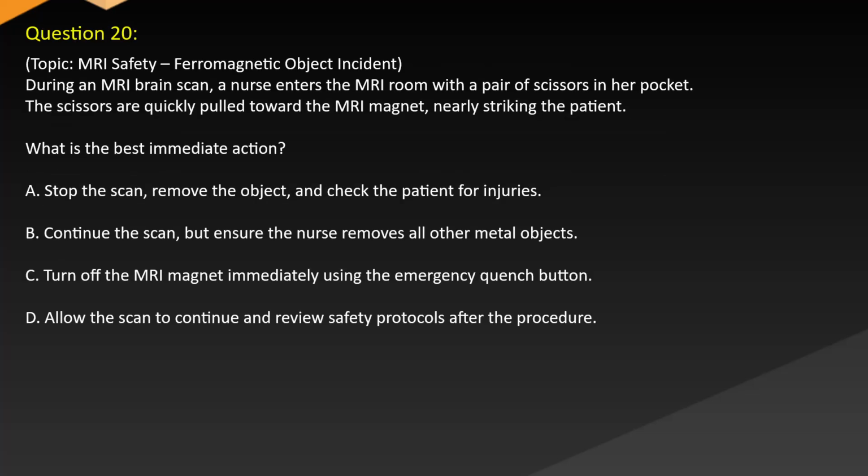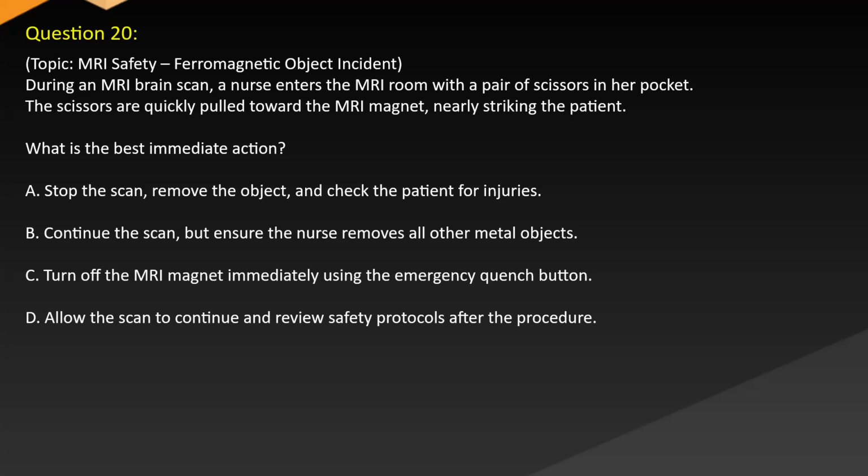Question 20. Topic: MRI safety. Ferromagnetic object incident. During an MRI brain scan, a nurse enters the MRI room with a pair of scissors in her pocket. The scissors are quickly pulled toward the MRI magnet, nearly striking the patient. What is the best immediate action?